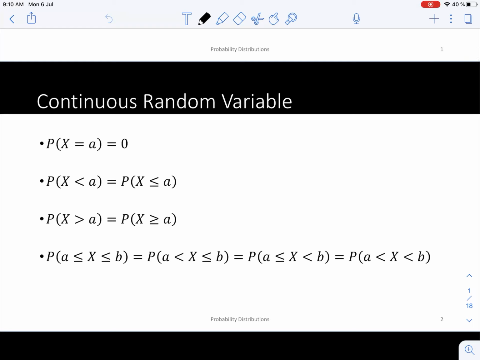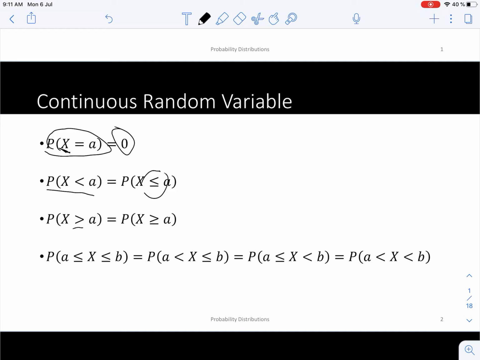The first one is that if you try to compute the probability of an exact value and the random variable is continuous, then the probability is going to be equal to 0. So that's a big change right there. That means that the equality doesn't matter. Therefore, if you want to compute the probability that the random variable is less than one value, that's the same thing as the probability that x is less than or equal to the same value. It's exactly the same because the equality doesn't matter. The equal sign does not affect the operation.